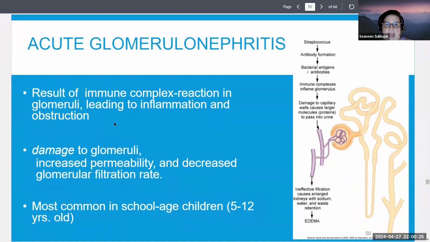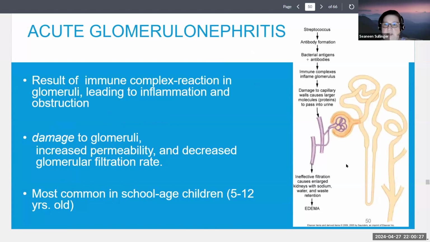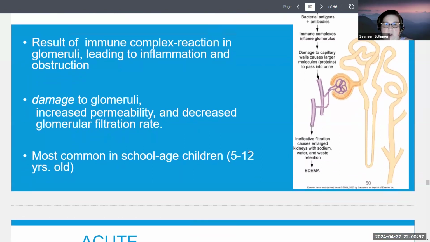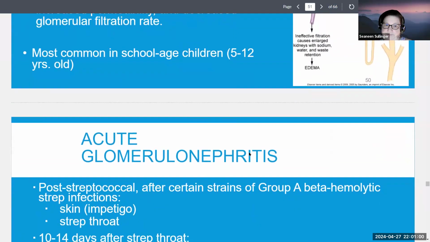And so when we're looking at glomerulonephritis, again, we're talking about the glomerulus, which is part of the nephron, the functional unit of the kidney. And glomerulonephritis is generally related to a strep infection, some type of infection. It's a reaction, and then it damages the glomerulus, so the glomerular filtration rate decreases because the kidney can't work effectively. It's no longer an effective filter. You'll see it often in children ages 5 through 12.